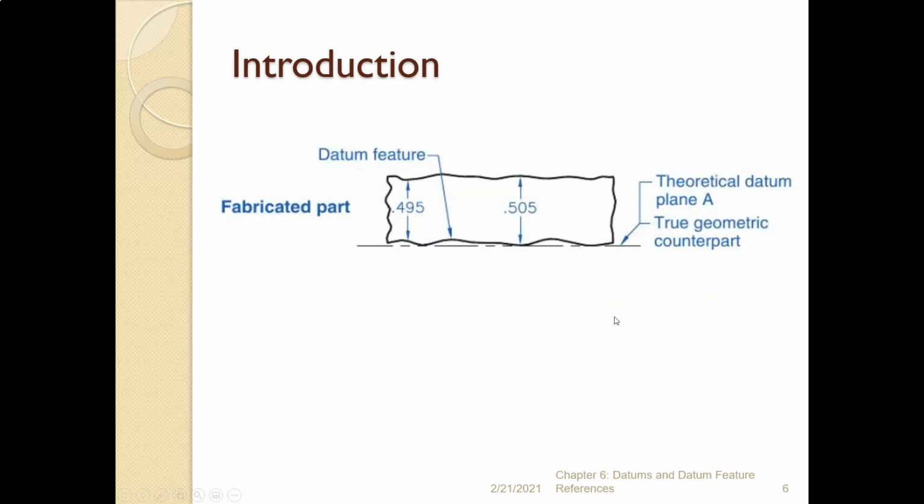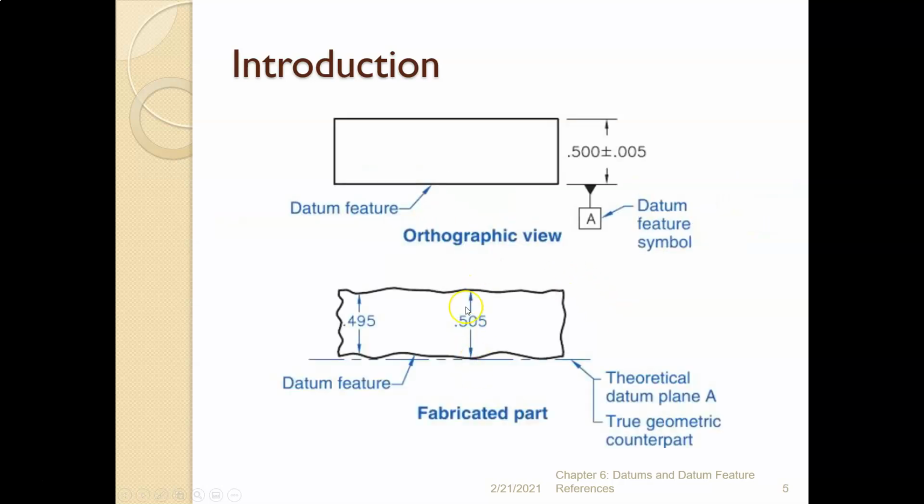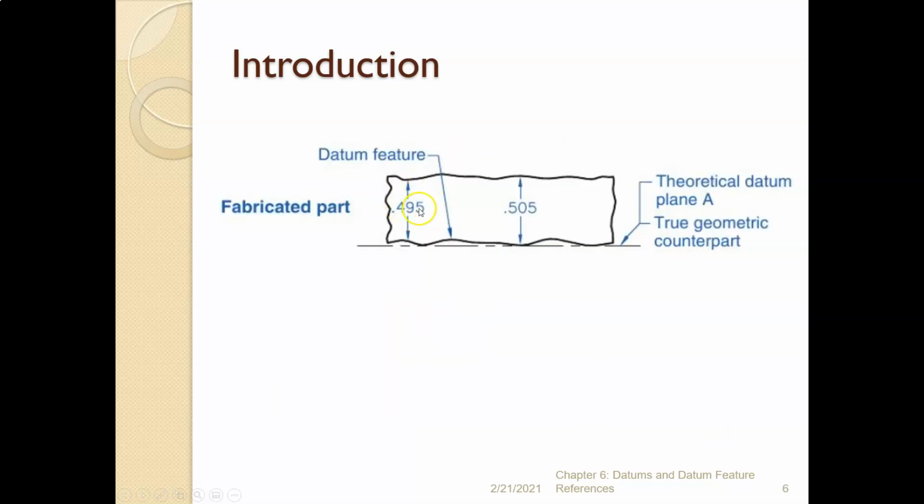All right, doing a little bit more. Let's continue with this fabricated part, the actual part, right? This is the drawing. This is the actual part when we make it. So here we have the theoretical datum plane A, also called the true geometric counterpart. What that basically means is that this is how we simulate the datum plane, because the actual surface is an imperfect surface.